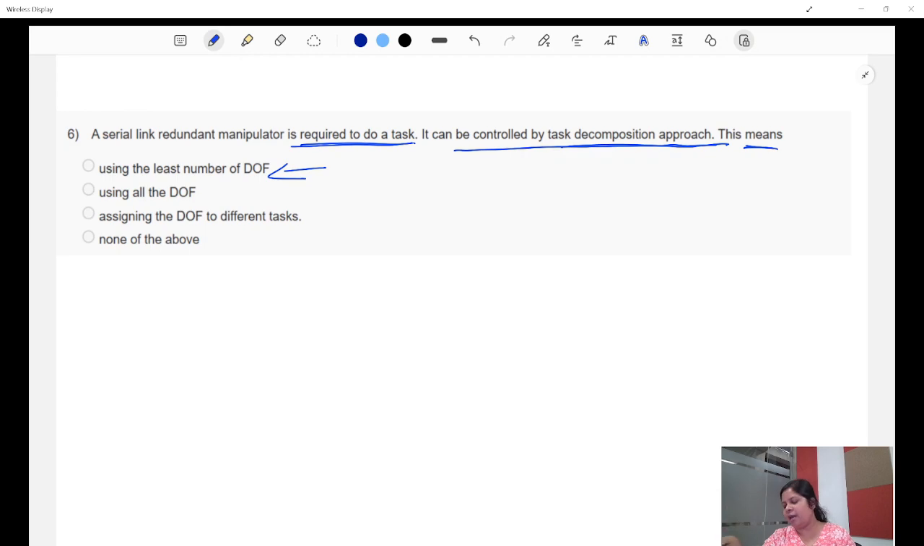So if it is a redundant manipulator and it is going to do a task, it cannot have fewer degrees of freedom than what is required to do that particular task, right? So this is wrong. Second is using all the degrees of freedom. That is also wrong, because not all degrees of freedom need to be actively used. The focus is on task allocation, not just utilization. So we basically need to assign the degrees of freedom to different tasks and not use all of them. I hope this makes sense, and none of the above is definitely not the correct answer. So this is your correct answer.